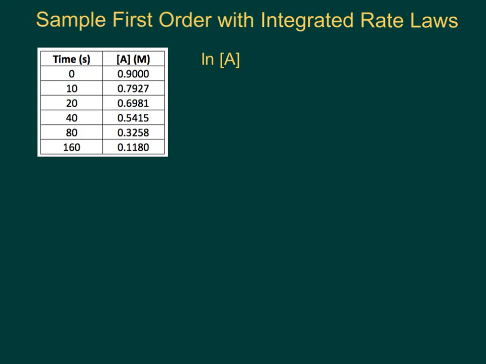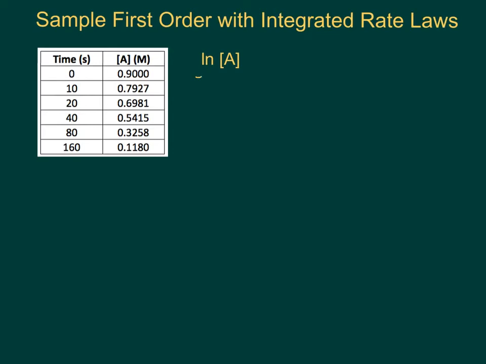In the previous video, I showed you how to find a rate law when given concentration and time data. In that video, we used an integrated rate law for a second order reaction. This video is meant to show you the same information with a first order reaction. You'll notice I already have my column for natural log of concentration versus time.